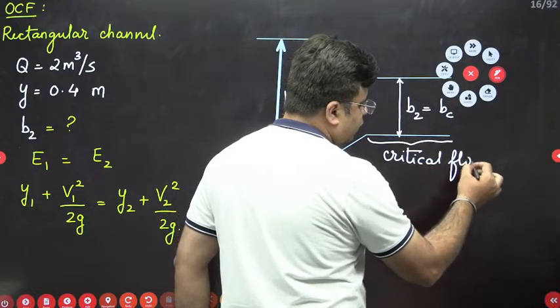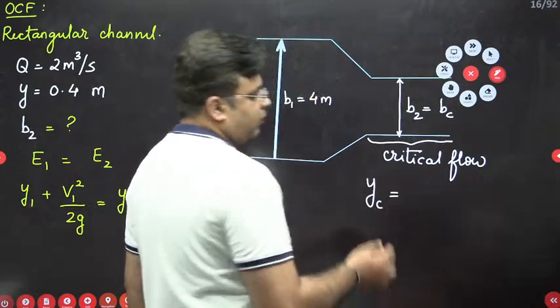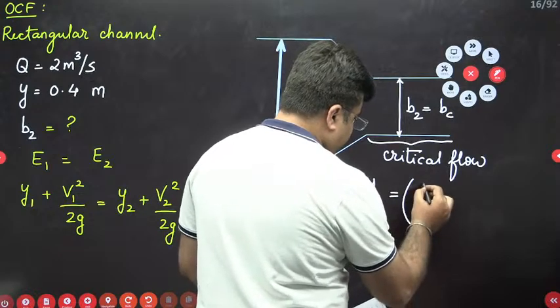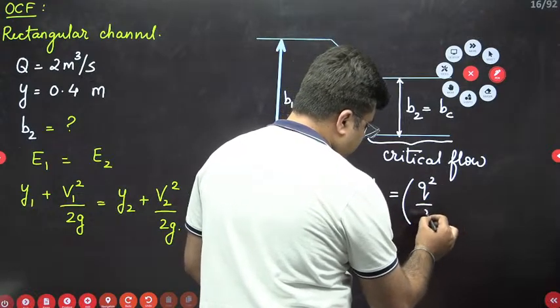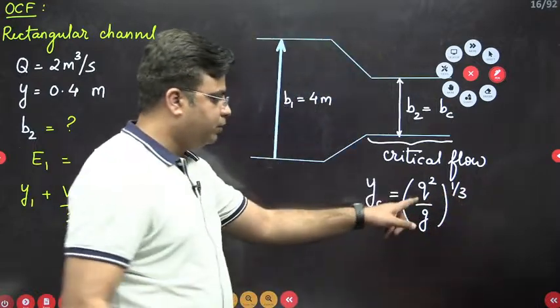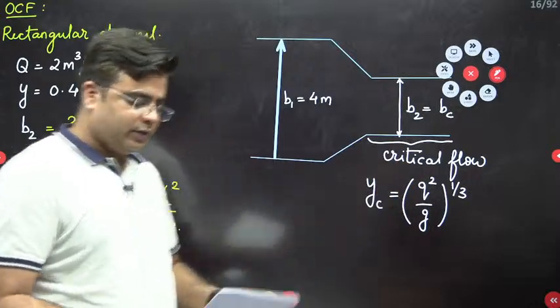For critical flow, the depth of flow YC, you can calculate by this formula: Q square by G raised to the power 1 by 3. You have to just substitute the value. This Q, please keep a check, is discharge per unit width.